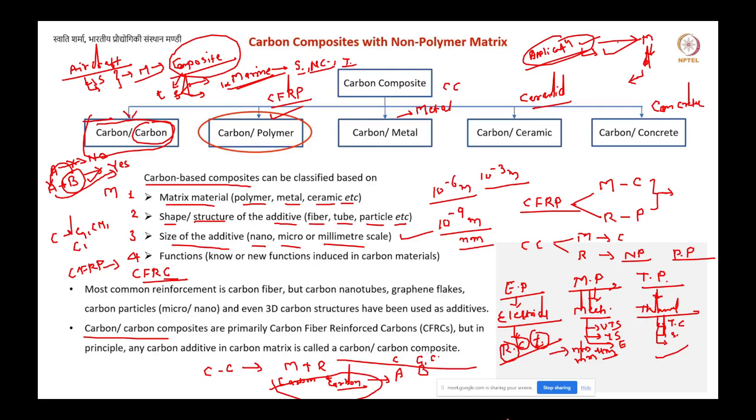Yes, sir. Okay, so where have you seen carbon-carbon composites?